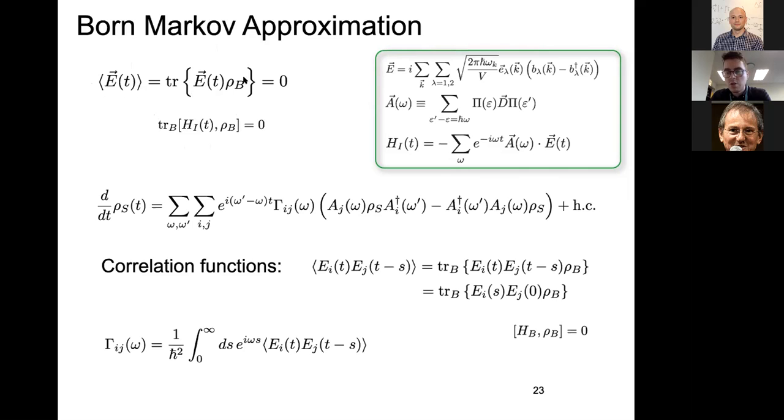Intuitively, you can see this because the electric field is linear in creation and annihilation operators. So if you substitute in the expression for rho b that I gave on the previous slide, and then perform this trace within a Fock state basis, you can show that this is 0.